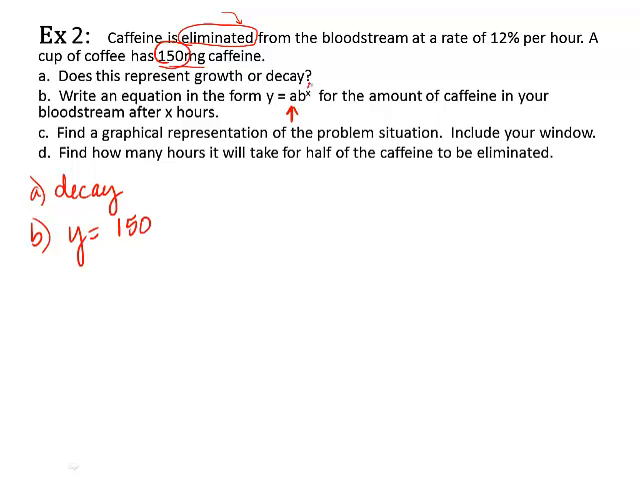B is the rate of change. Now we said it's decaying, right? So in order to find b, you take 1, and we're going to subtract this time. Last time we added our percentage, this time we're subtracting. Well, 12% as a decimal is 0.12. So 1 minus 0.12 gives me 0.88, right? So that's what's going to go in my parentheses. Notice it's less than 1, so it's a decay problem. Raised to the x power.